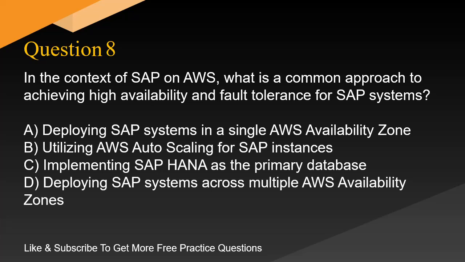Question 8. In the context of SAP on AWS, what is a common approach to achieving high availability and fault tolerance for SAP systems? A. Deploying SAP systems in a single AWS availability zone. B. Utilizing AWS autoscaling for SAP instances. C. Implementing SAP HANA as the primary database. D. Deploying SAP systems across multiple AWS availability zones.